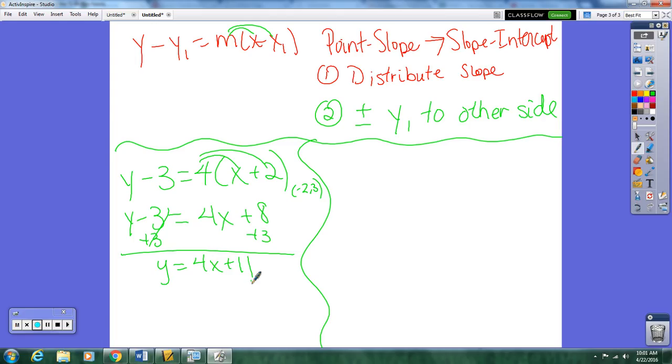So what's the slope of that line? 4, or 4 over 1 if we have to graph it. Where does it cross the y-axis? 11. Now I'm going to make it a little bit harder here.